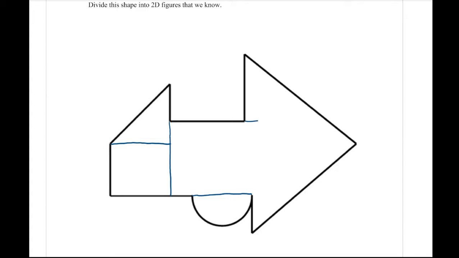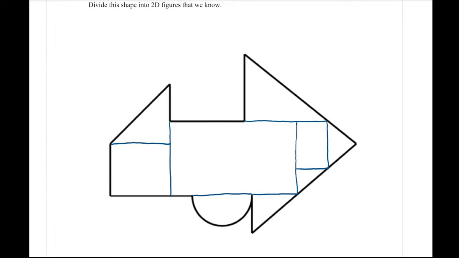I could draw a line across to have another triangle. Continue this line across. Now I have another triangle. I can also draw a line down. Now I have a rectangle and an odd shape here. If I wanted to, I could draw another line across. There's another triangle. And then finally, there's another triangle. So I've divided this odd figure up into the 2D figures that I'm familiar with, right?